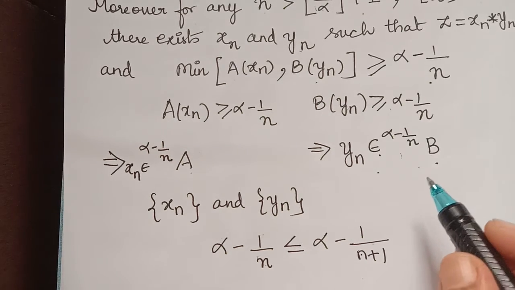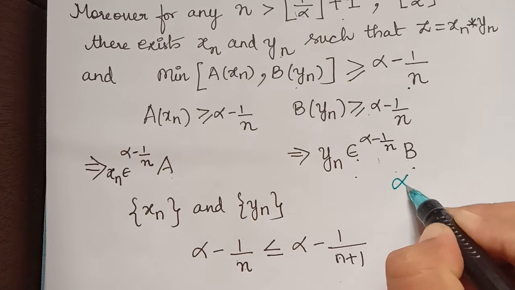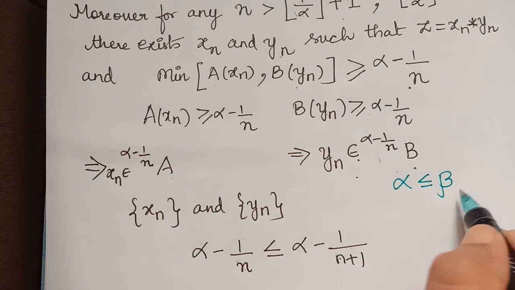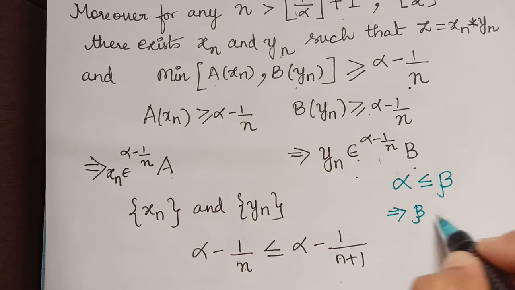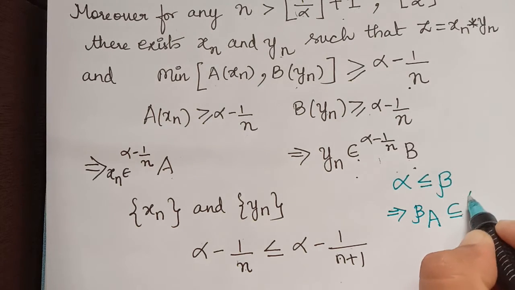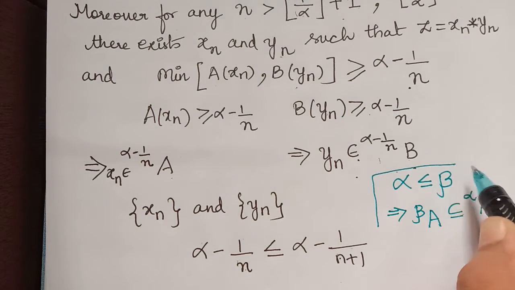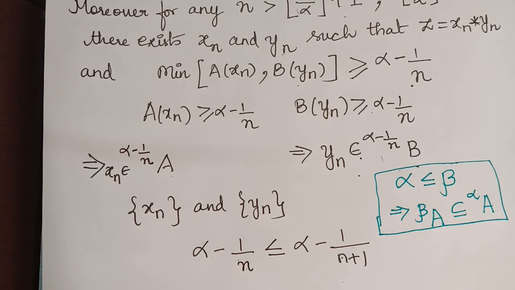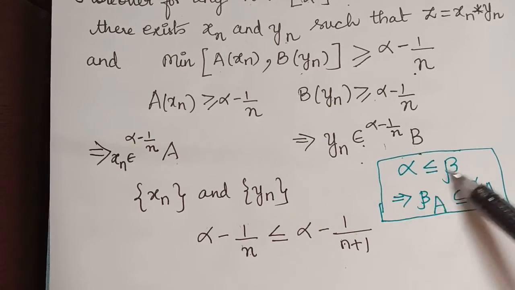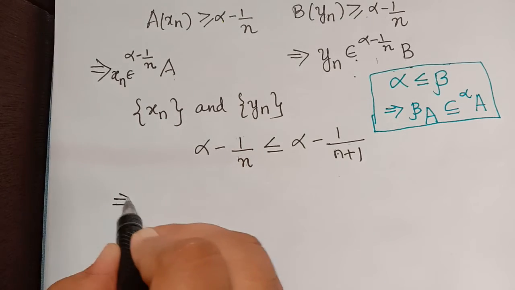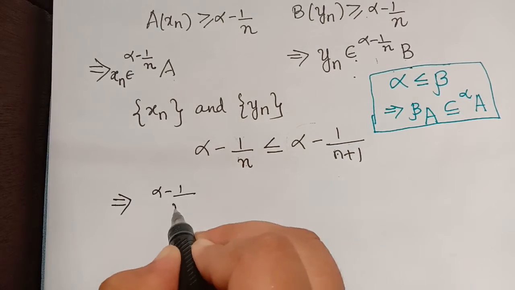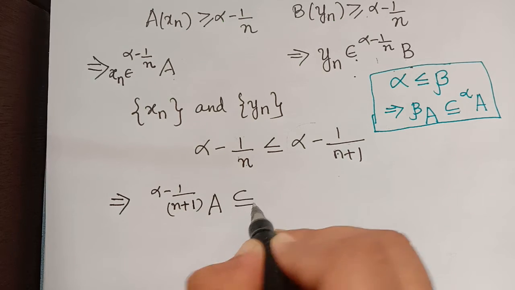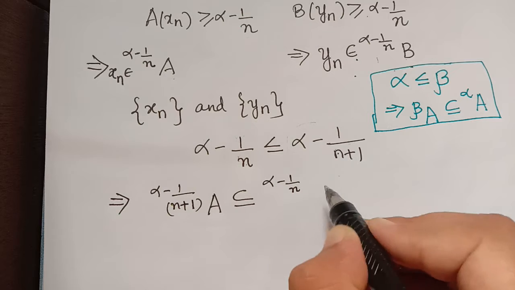Now we are going to use a theorem which we have seen in our previous sections. That is, if alpha is lesser than or equal to beta, then beta cut of a fuzzy set A will be a subset of alpha cut of A. This theorem we have already proved in our previous sections, and we will be utilizing it here. Considering this value as alpha and this as beta, alpha minus 1 by n plus 1 cut of A will be a subset of alpha minus 1 by n cut of A.